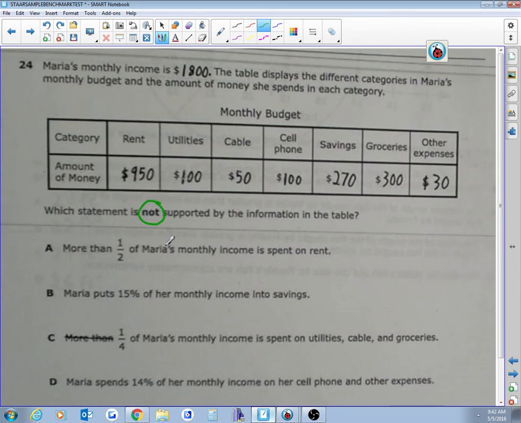More than half of Maria's monthly income is spent on rent. $950 is more than half of $1,800. Half of $1,800 would be $900. So $950 is more than half. So this is supported, so it is not our solution.